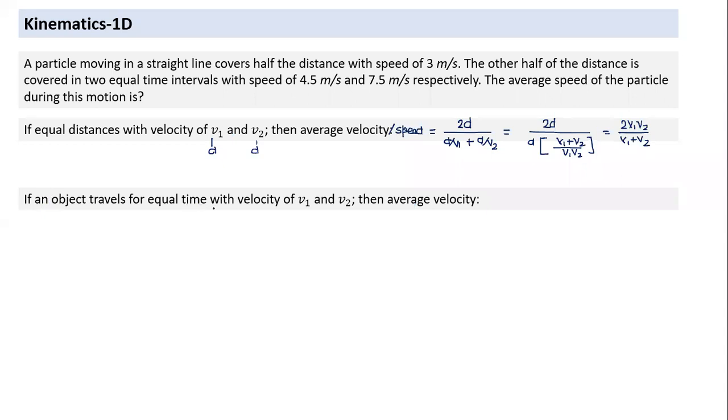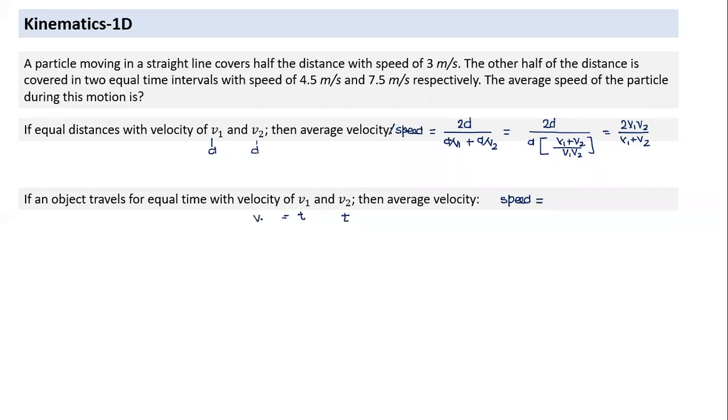An object travels for equal time with velocity V1 and V2. Then what is the average velocity? In the earlier case, since the distances were equal, we assumed the distance to be d and d. Now the times are equal, so I'll assume this time is t and this time is also t. See, this is so easy to calculate, there's no need to memorize any formula. What is average speed? Total distance by total time. So what is the distance it has traveled?